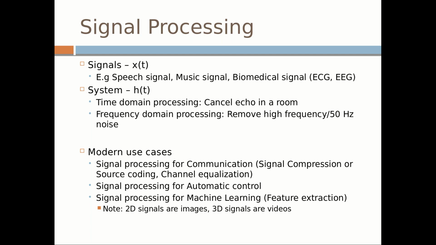Systems are also of different types. There are systems which are used to cancel the echo in a room. There are systems which can filter out noises when you pass in an audio signal, and it gives out a clearer, amplified output of the audio.